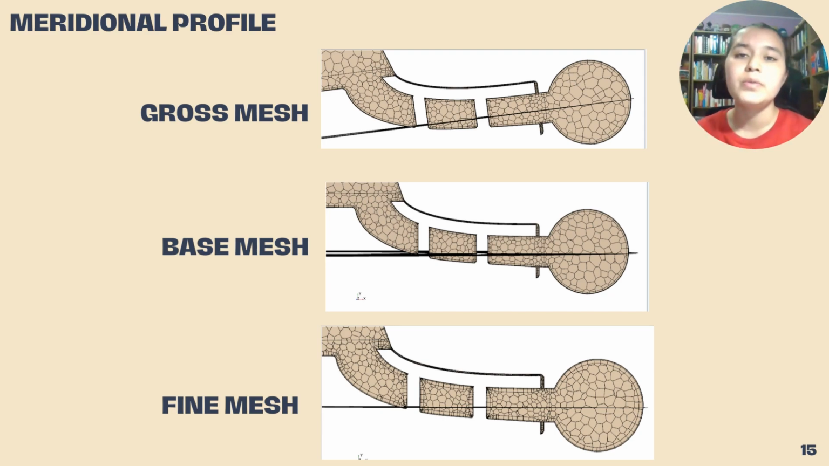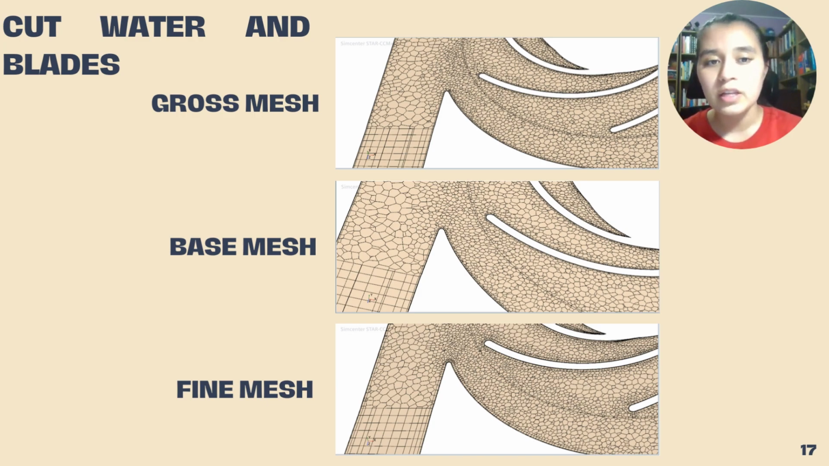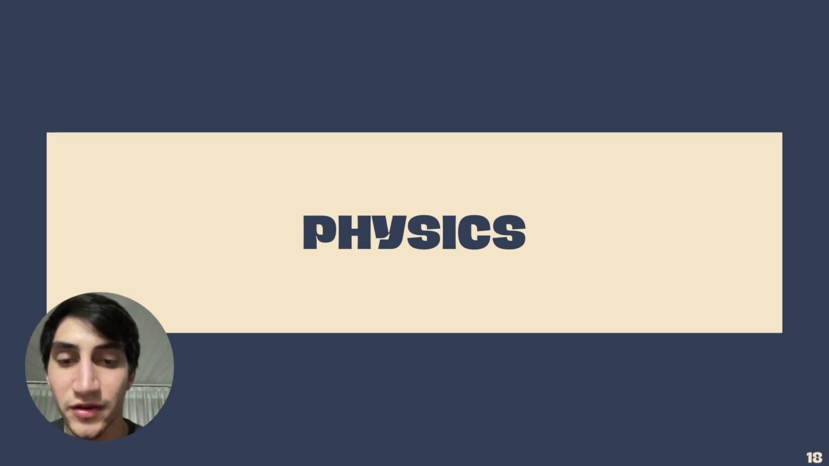To show the difference between these meshes, we have selected different views. First of them is the meridional profile. Here we can see the prism layers and the difference in the quantity of cells of each mesh due to the minimum surface size. Also in this isometric view, we can see the difference between the meshes due to their quantity and size. Finally, we can see the prism layers and the difference in the base size of each mesh in the cut water and the blades. Now we'll talk about the physics.